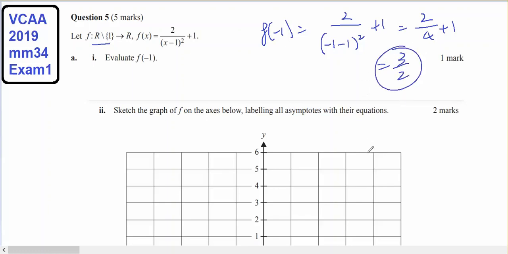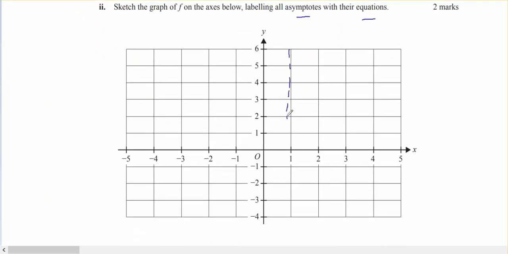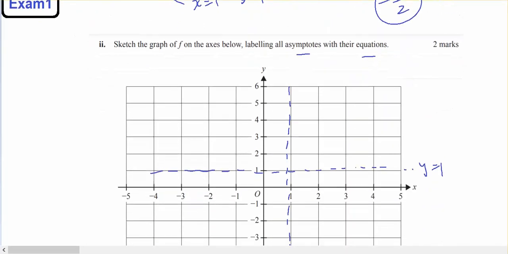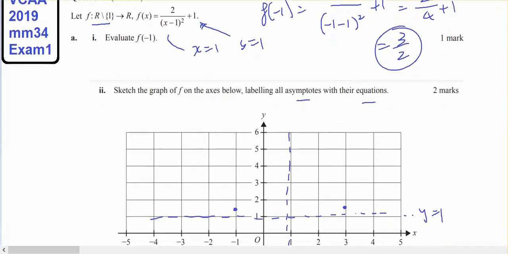Okay, sketch the graph labelling the asymptotes with their equation. So I've got asymptotes at x equals 1 and y equals 1. And I know that at -1 it's equal to 3 on 2, which means symmetrically at 3 it's going to equal 3 on 2, and it's a positive truncus.